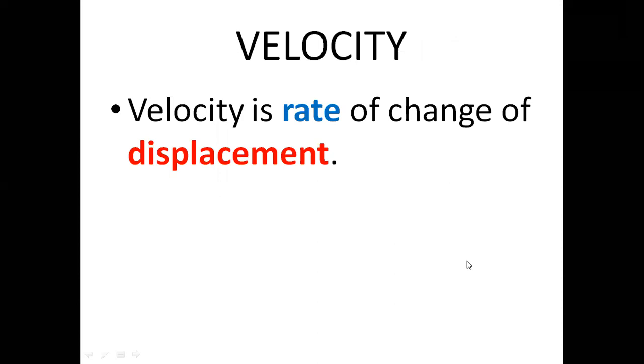Now, velocity definition we'll see. See, the definition of speed was that speed is the rate of change of distance, correct? So we will keep the word rate as it is, but in velocity we will use the word displacement. So in place of distance, we are going to use the word displacement. Speed is the rate of change of distance, but velocity is the rate of change of displacement. मतलब speed के अंदर क्या है? Distance है. And what is present in velocity? Displacement. That is the difference.